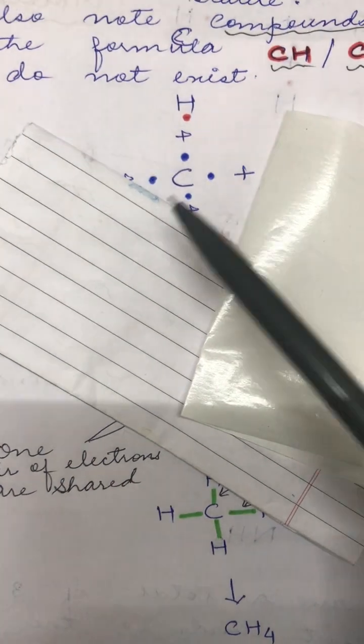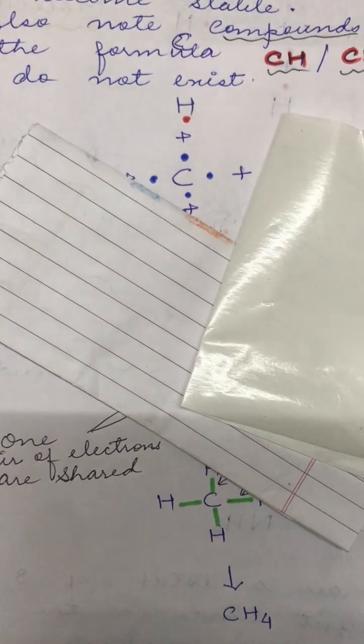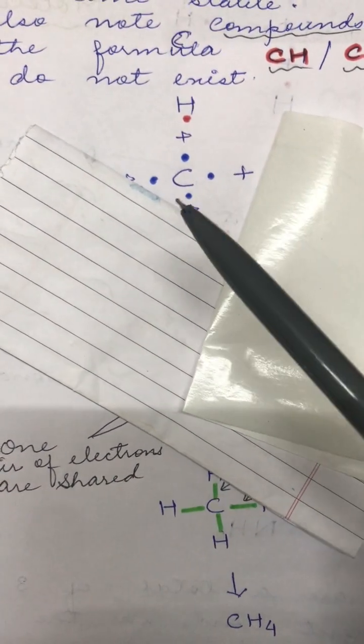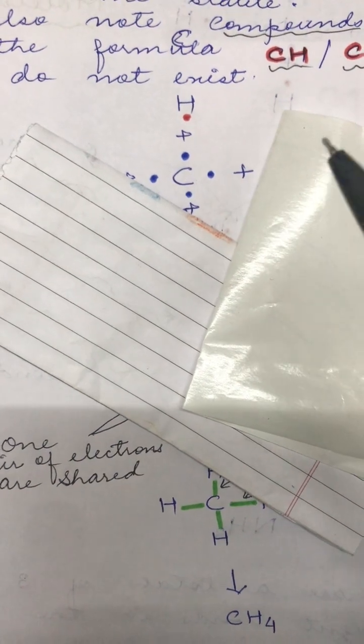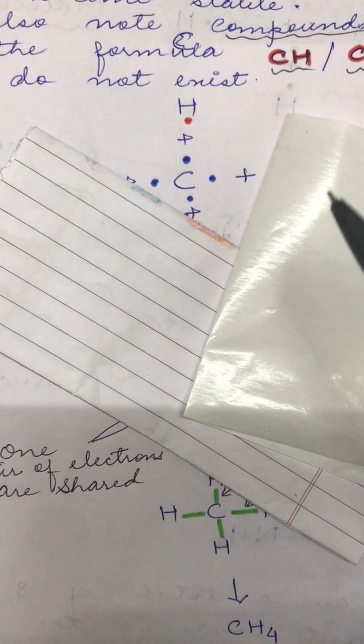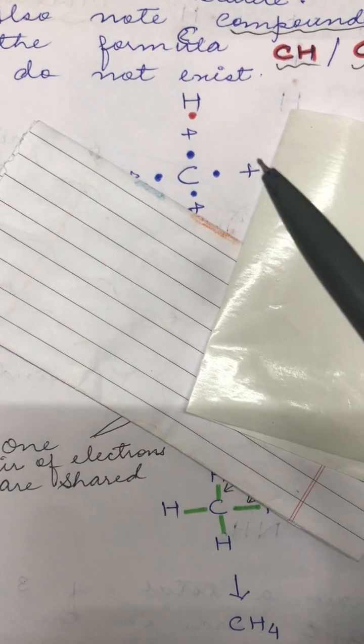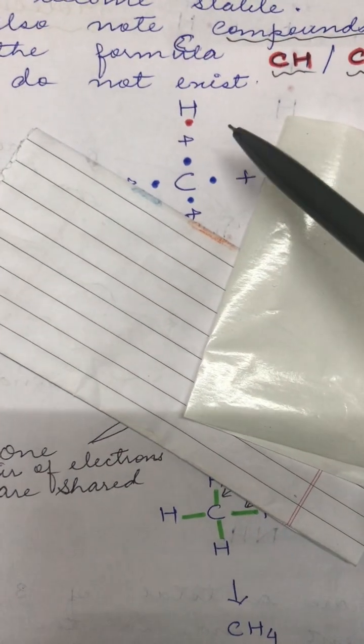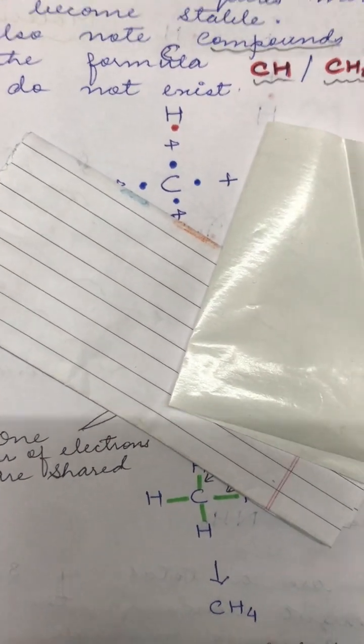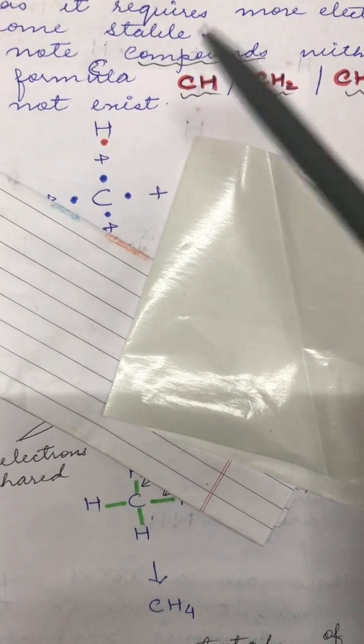But the carbon atom requires a total of 4 electrons to become stable. So if you look at the structure, the carbon atom was short of 4 electrons earlier, and now it is still short of 3 more electrons. Therefore, with one hydrogen atom, it can never form a bond. That is why there is no such compound with the formula CH.